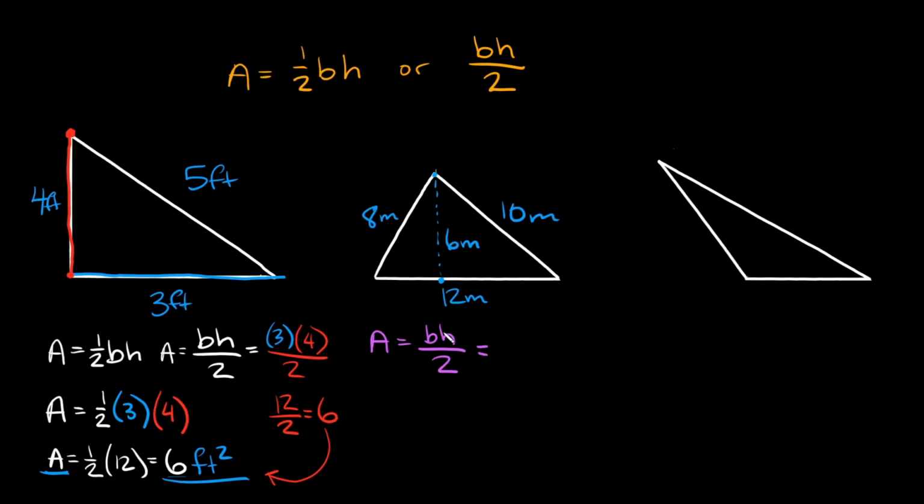So what's your base and what's your height in this problem? Well, again, the base is always the flat bottom part, so it'd be 12. And then what's our height? Is it 8? Is it 10? Is it 6? In this case, it would be 6 meters, because the height is the distance from the lowest point to the highest point, which would be right here. And also heights, we measure straight up and down.